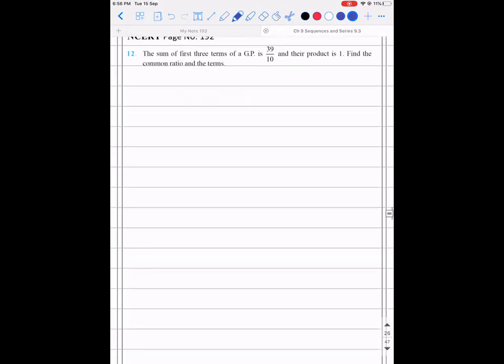So the 12th one, see. The sum of the first three terms of a GP is 39 by 10 and the product is 1. Find the common ratio and the terms. Since three terms are given, what are we supposed to do? A by R, A and AR. So A by R plus A plus AR will be equal to 39 by 10 and A cube will be equal to 1.